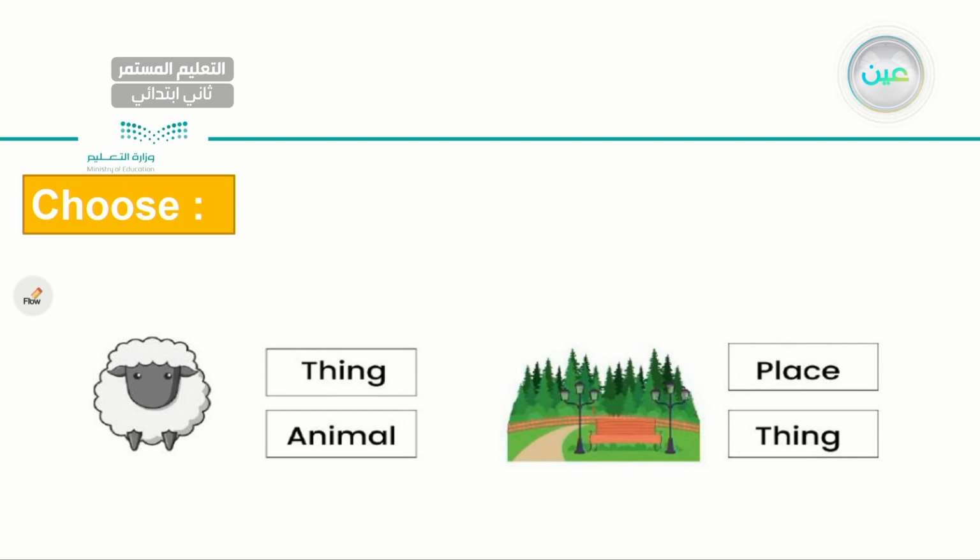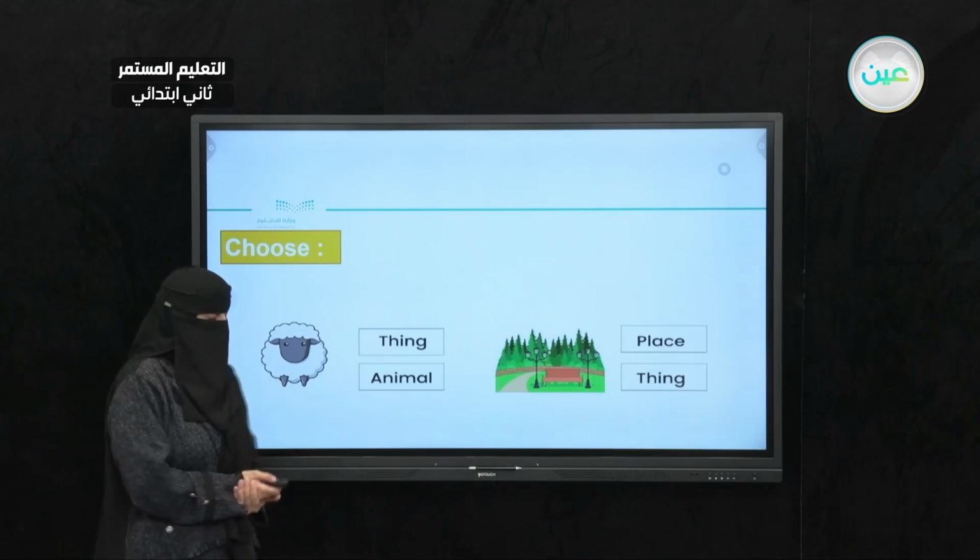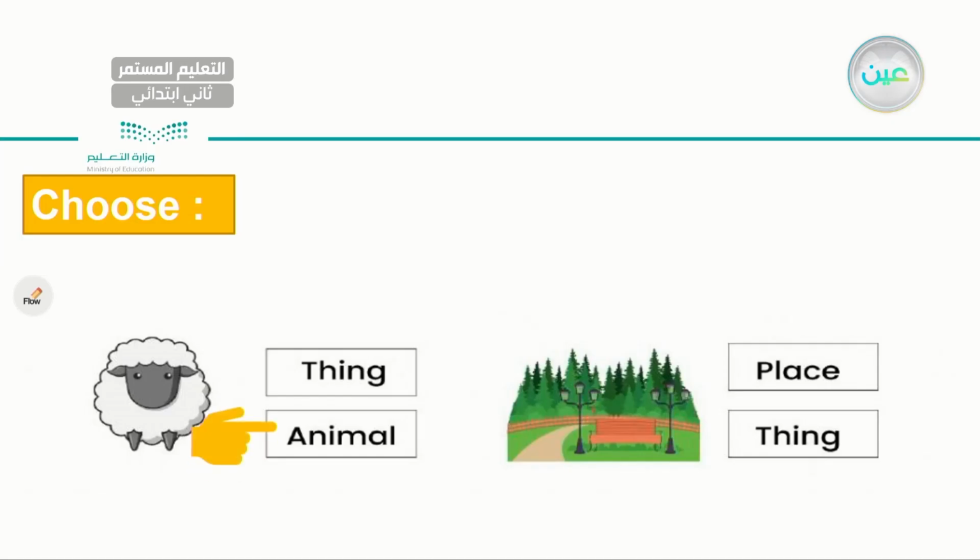So for the first picture, what can you see? Thing or an animal, my dear student? What do you think? I can see a white sheep. So what do you think? It is an animal. Very good. A sheep is an animal. Very good. Excellent.